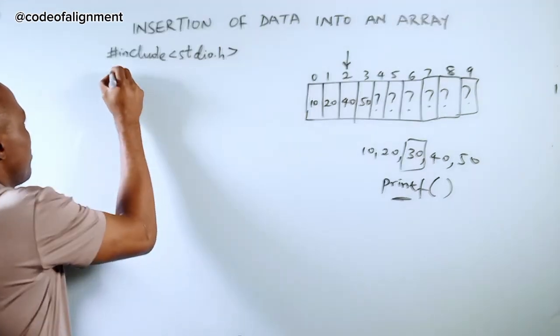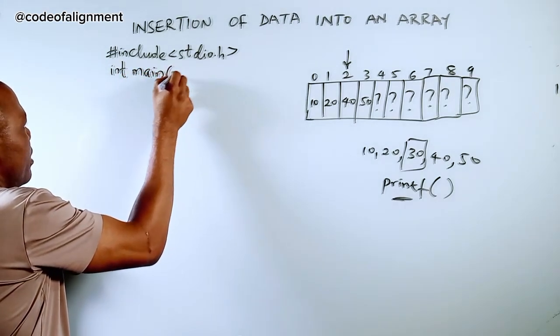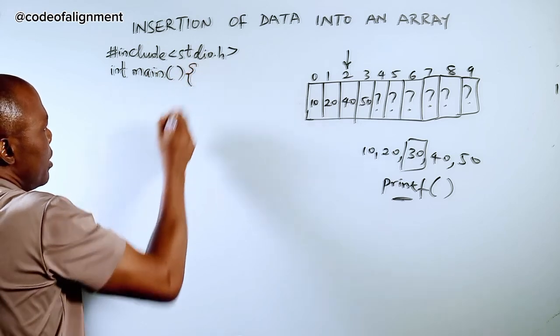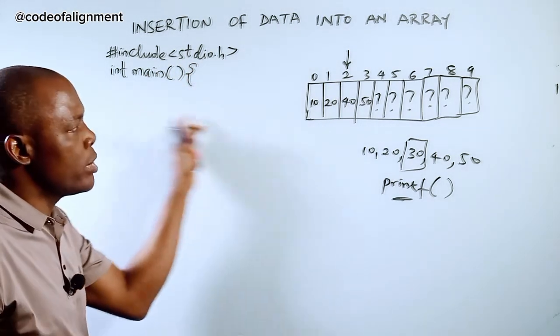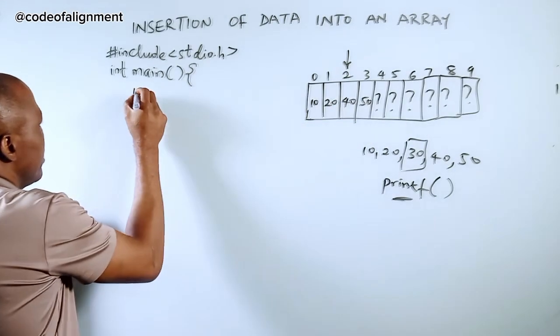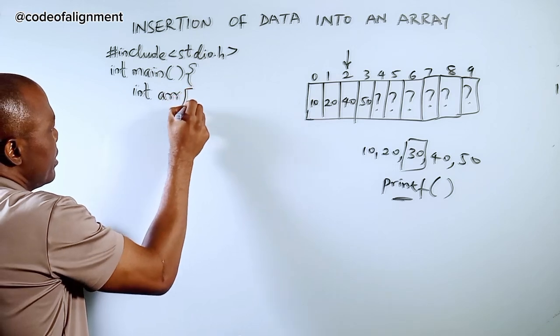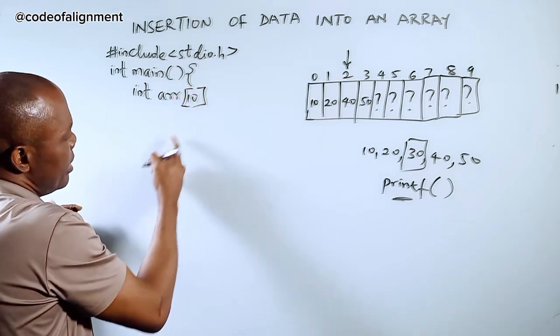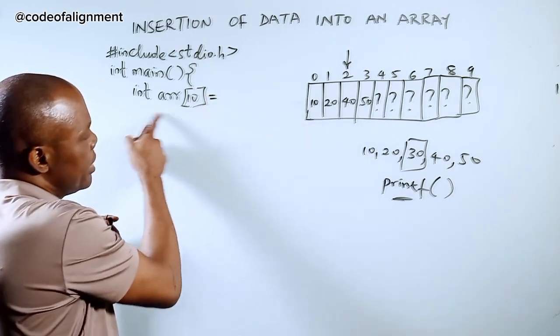Then I will start my main, int main. This is my main function, which is where I'm going to carry out my activities. Inside this place, I'm going to declare my array. So I'll say int, let's call it array, and I'll give it a size, which is 10. Then this is the declaration.